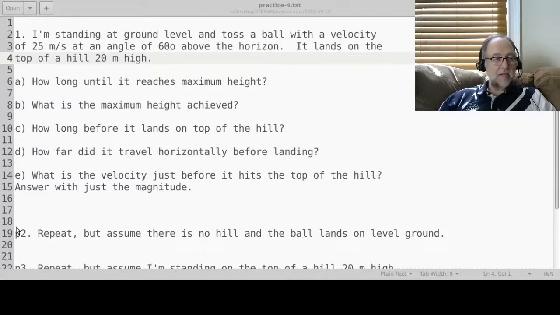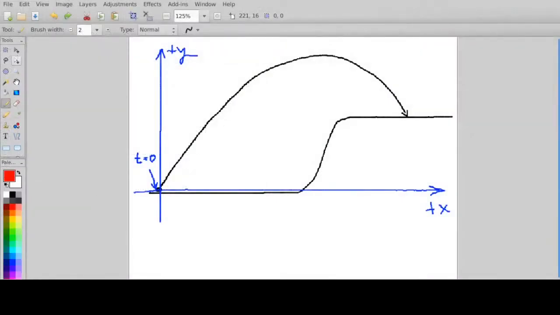So there's going to be an initial and a final. The initial is where does it start, and that's obviously at t equals 0 when I release it. But the final is actually not when it lands on the top of the hill. It's at maximum height here. Let me do that in red here.